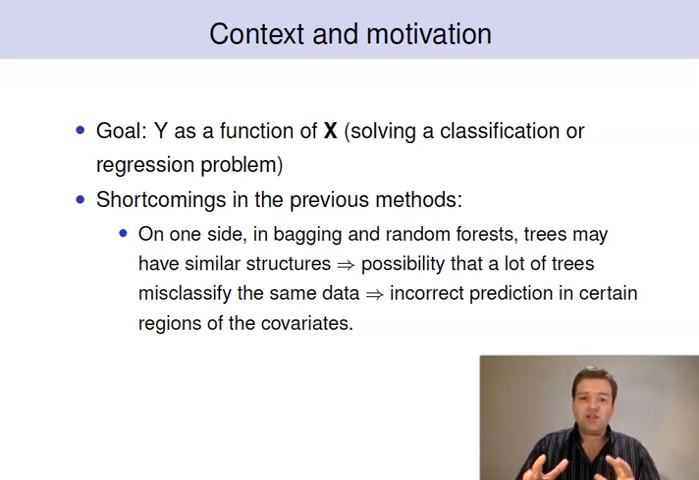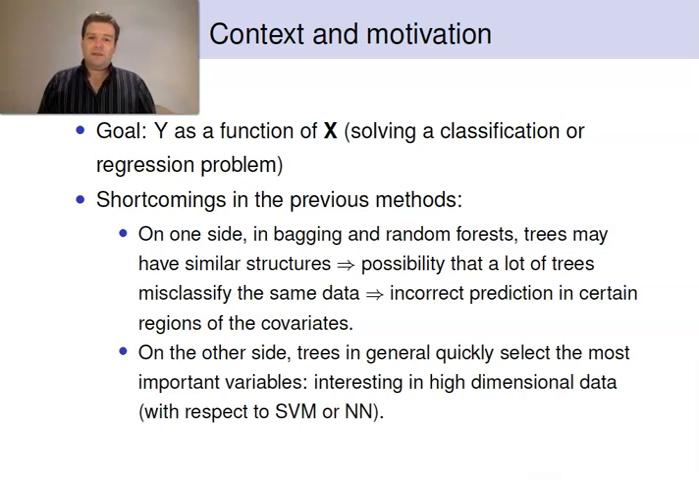And therefore, there may be incorrect predictions in certain regions of the covariates, since these corresponding covariates are not necessarily selected in the different trees. On the other side, trees have interesting properties, in the sense that we can see the other side of the shortcoming that we just have seen. The trees, whatever the method based on trees, bagging, random forest, very quickly select very important variables. And they often select these variables.